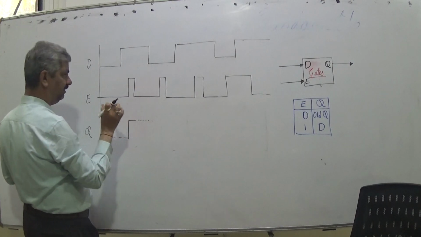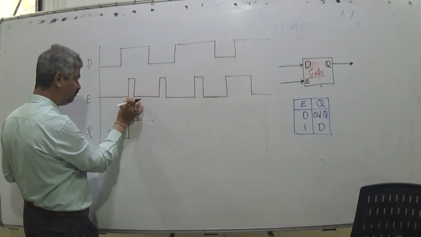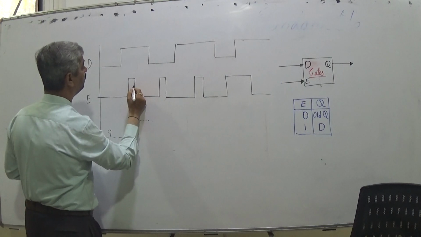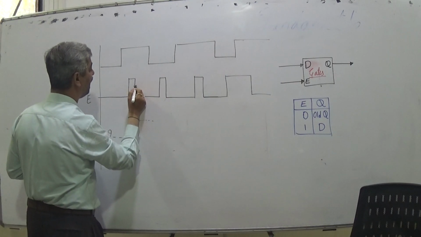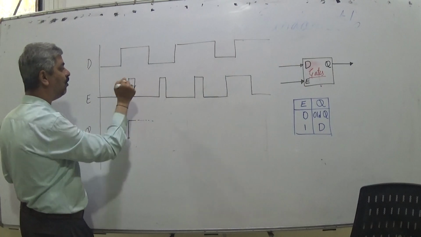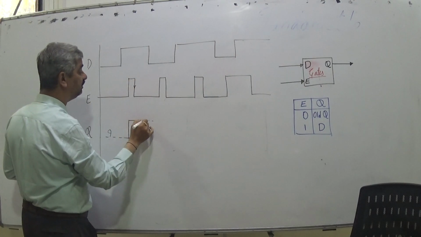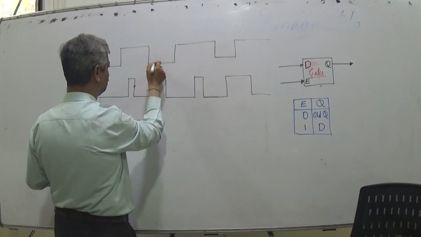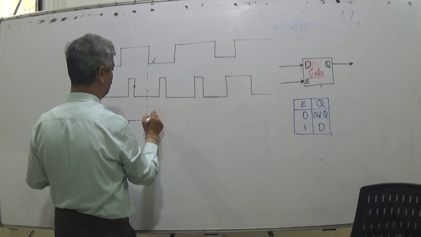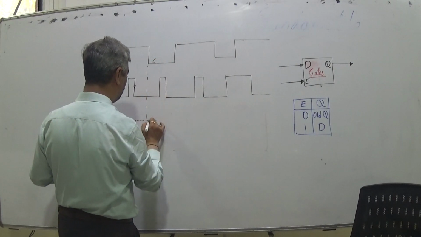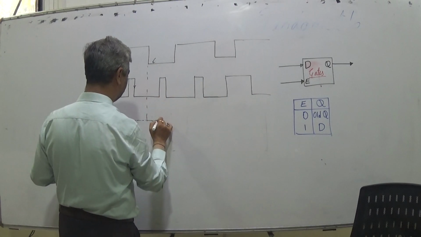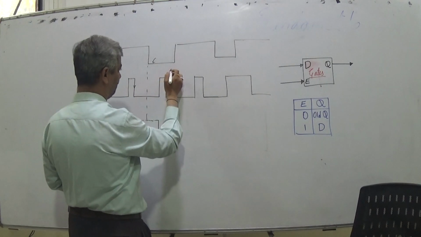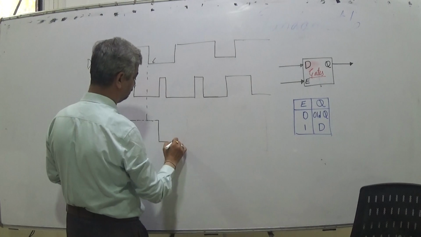So, in the duration when E is 1, input appears on the output, and whatever is the output at the time of falling edge of E continues till E becomes 1 again. So here the input has changed to 0, but output doesn't change, output continues to be 1, and output will become 0 only when E becomes 1. E becomes 1 and will remain 0 now. Even if again D becomes 1, here it will not change.